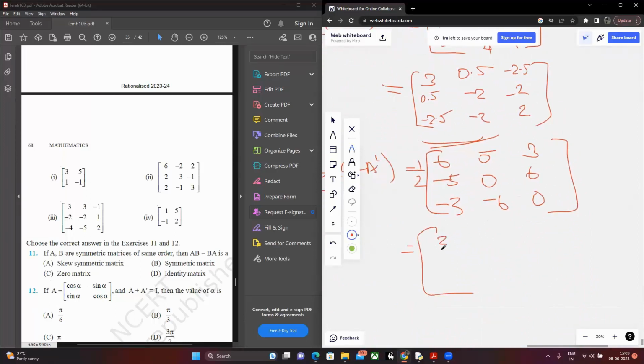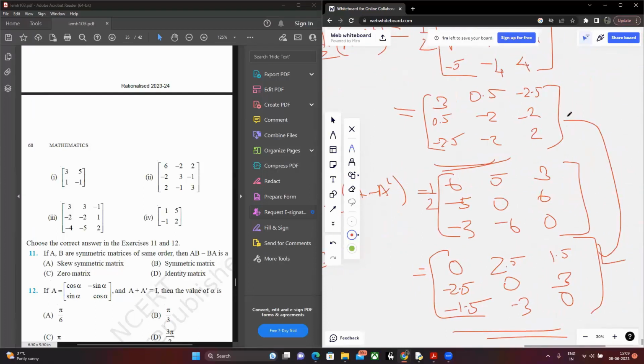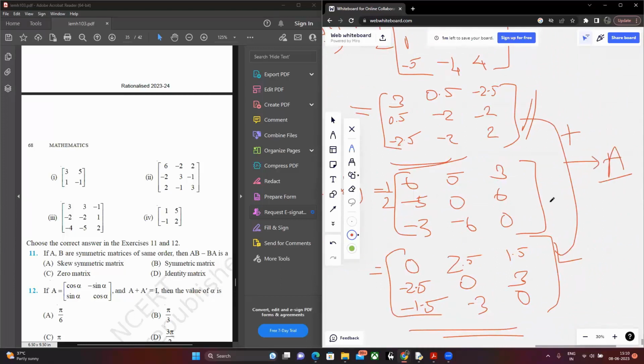Which is basically 3, 0, it's going to be 0, it's going to be 2.5, it is going to be 1.5. Then you have a 3, you have a 0, you have a minus 2.5, you have a minus 1.5, you have a minus 3, and you have a 0. This is going to be this Q skew symmetric matrix, right? And you can see that this and this added together is going to give you the original matrix A. Very easy to see that, but if you want, you can also try it out.